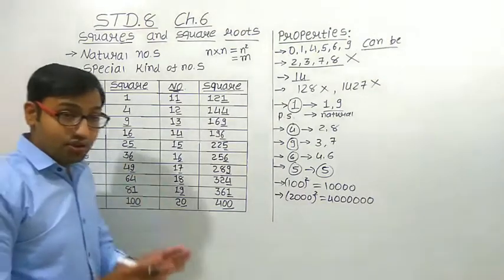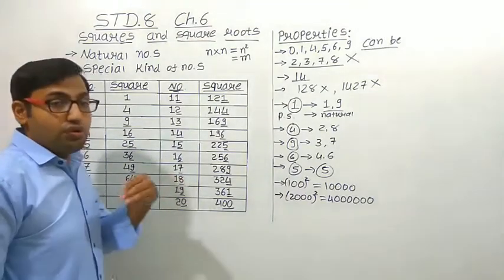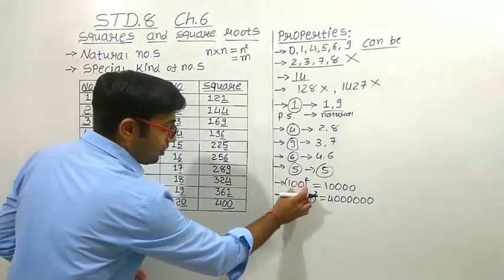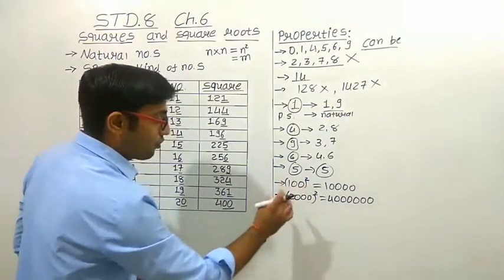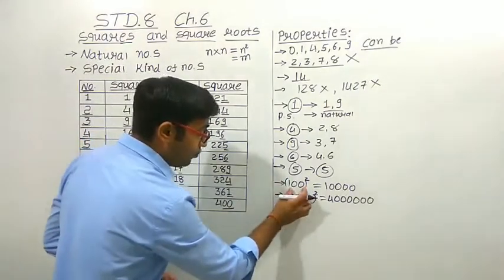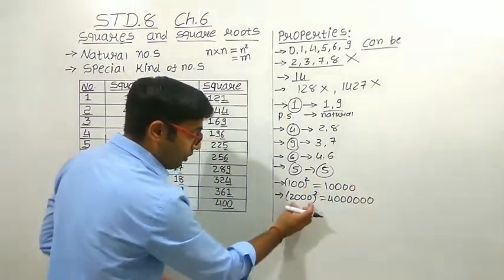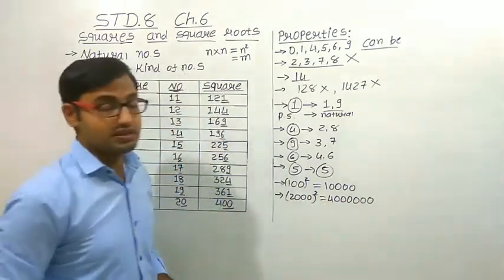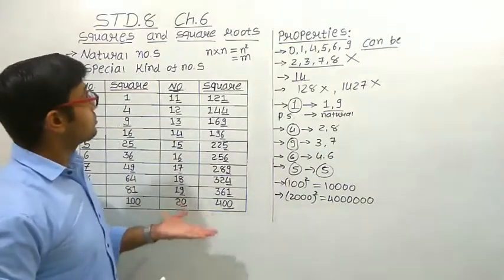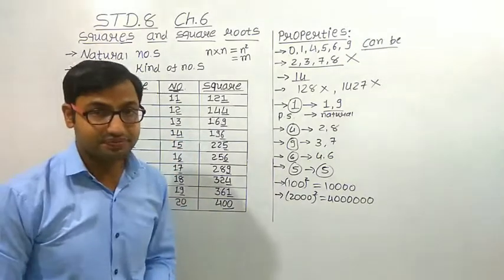So whenever there is a 0 at the unit place and we want to find the square, we have to double the zeros. We have to put double the zeros given in the number. Here we have 2, so we have to put 4. If we have 3 zeros, we have to put 6 zeros. Okay? So these are all the basic properties of square numbers.